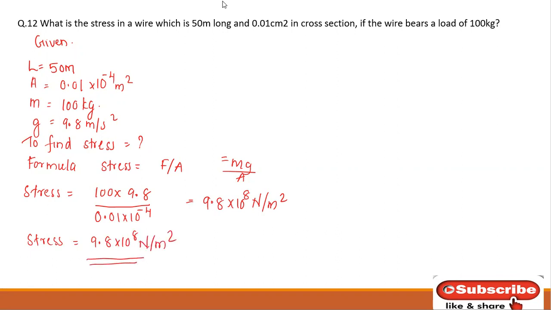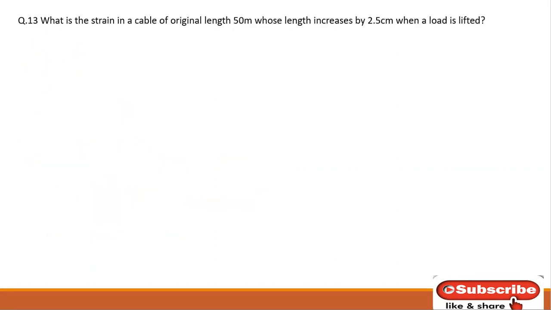This is the answer. Let us solve the last question. That is, what is the strain in a cable of original length? Original length is given, that is L is equal to 50 meter, whose length is increased by 2.5 centimeter. That is increase in length or change in length is 2.5 into 10 raised to minus 2 meter. Okay. We want to find out the strain.